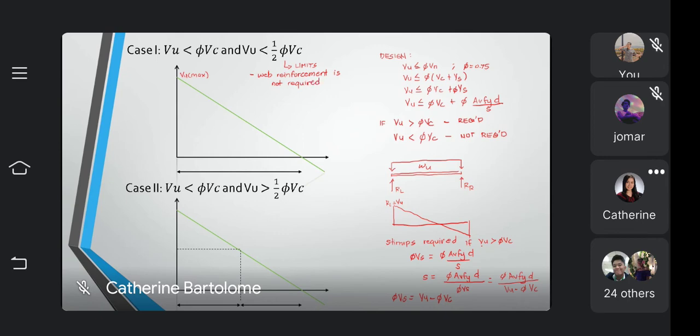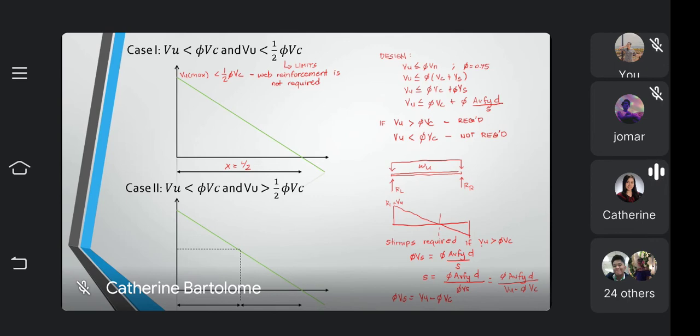Okay, so this is your X. Kung uniform load, it is just L over 2. Okay, so hanggang dito lang yung ina-analyze natin. So that is for case 1 and your VU is less than half of VBC.